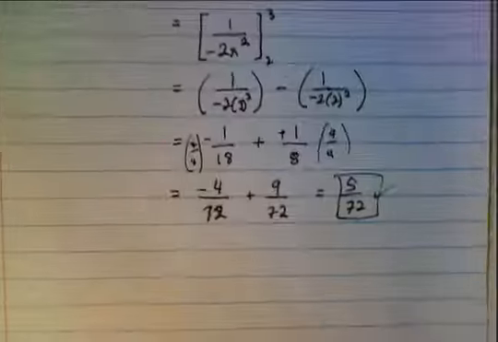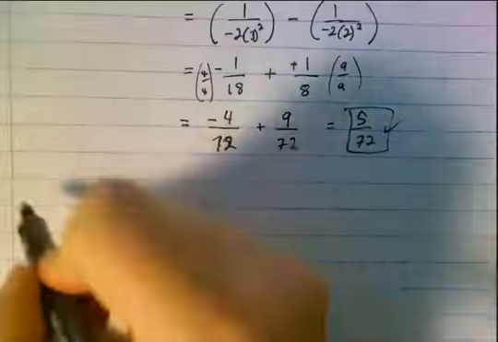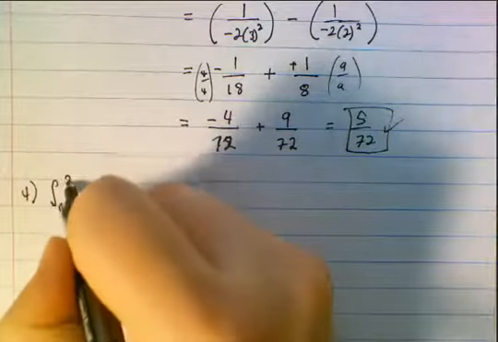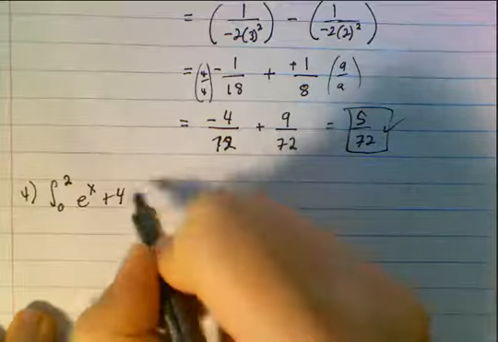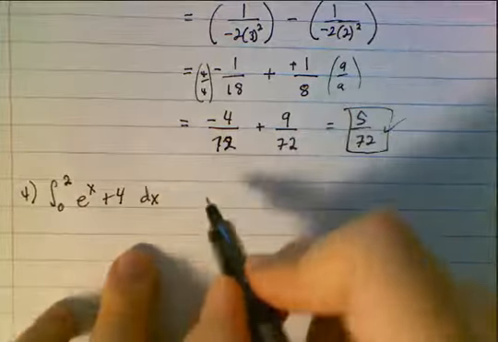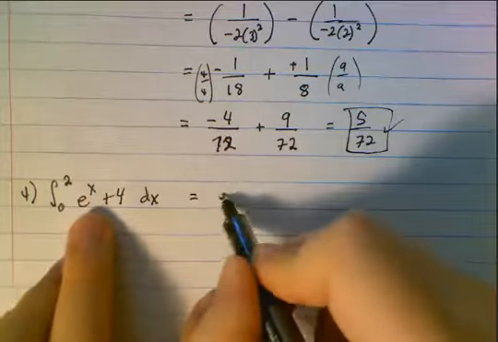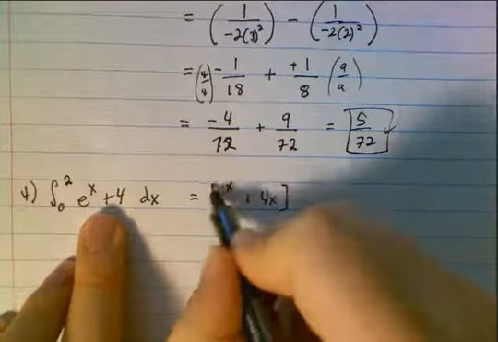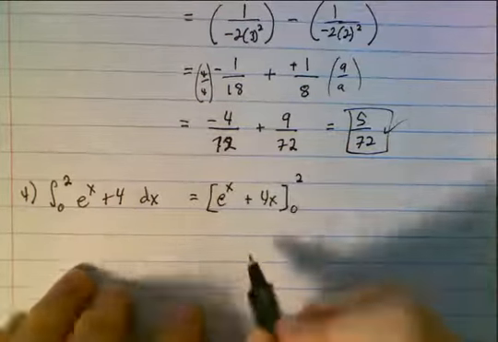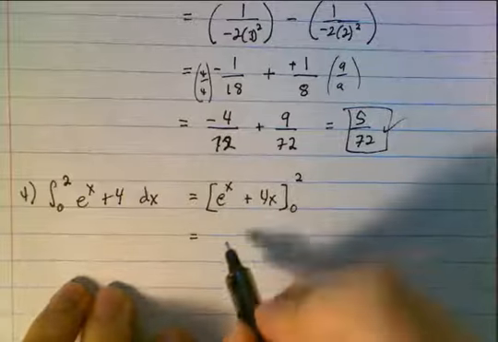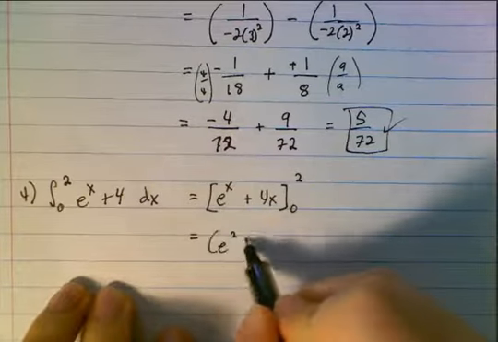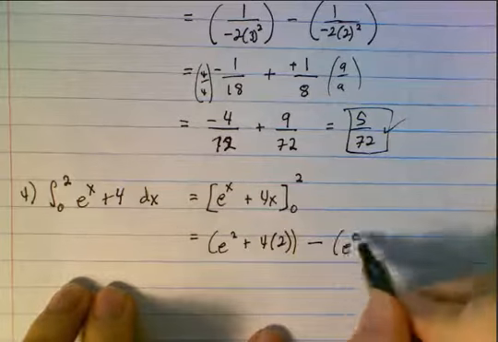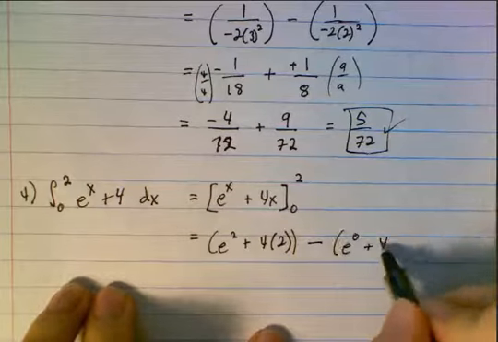You should also be able to evaluate when you have things like e or trigonometric functions. So if we're doing the integral from 0 to 2 of e to the x plus 4 dx, we're going to do our antiderivative of e to the x, which is just e to the x, plus 4x. We're going from 0 to 2. When we substitute this in, we have e squared plus 4 times 2. All of that minus e to the 0. We're putting in that 0.